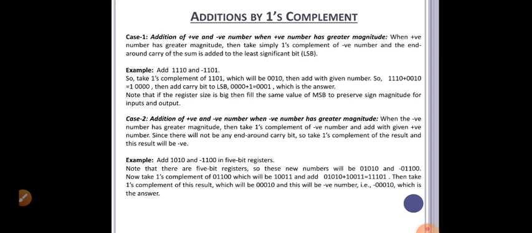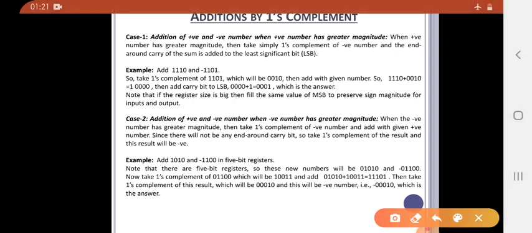What is the given number? The number is 1110. When you add these two numbers, you will get the result 10000. There are 5 bits, but your data has 4 bits. So add the last carry bit to the LSB of that number, and when you add this, you will get the answer.